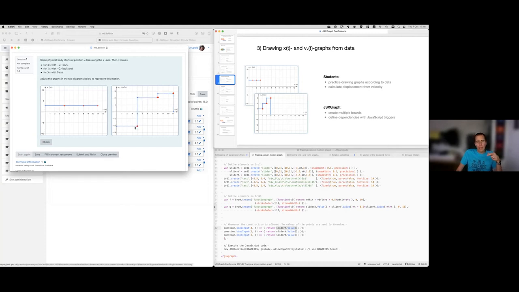And now the student has to calculate the displacement that comes from moving at minus 2.1 meters per second for 4 seconds. This means the displacement is minus 8.4 meters. And now with this given starting position of 2.8, the student is supposed to move this point down to, let's see, what is that? Minus 5.6, I think. And then do the same with the other ones. So this is what the student is supposed to do.